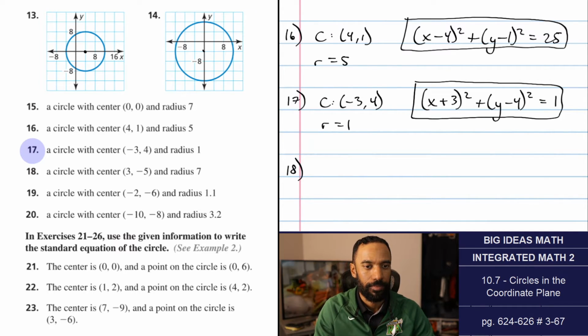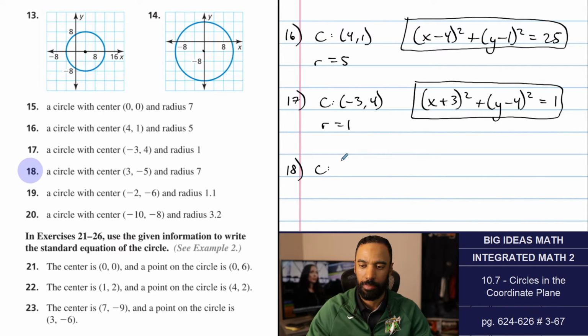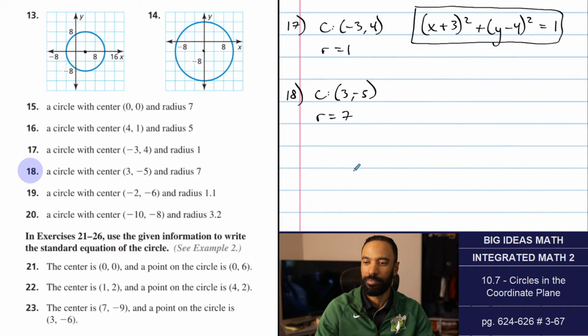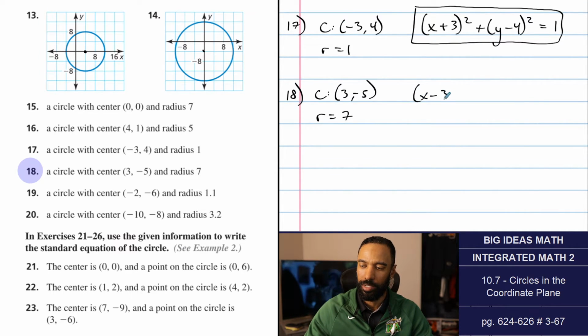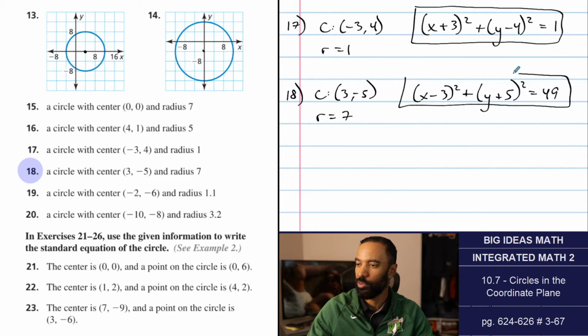Number 18, the center is at 3, negative 5. The radius is 7. Not a lot of problems for the same bit. 3, negative 5. It looks like radii later are going to be decimals, but that's it. Radius is 7. This is x minus 3 quantity squared, plus, and then y plus 5 quantity squared. That was a minus 5 there. And this equals 7 squared, which is 49. I think we had one of those before.